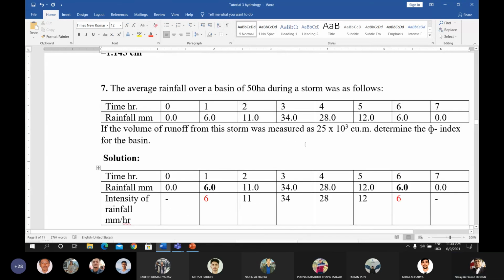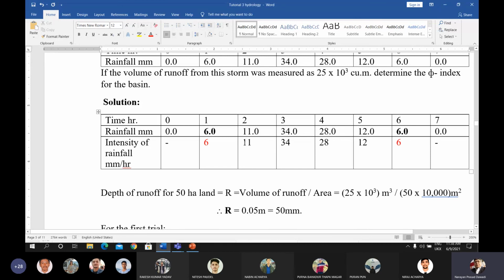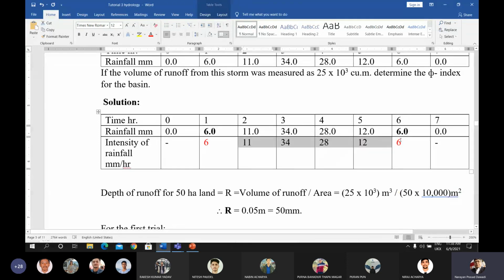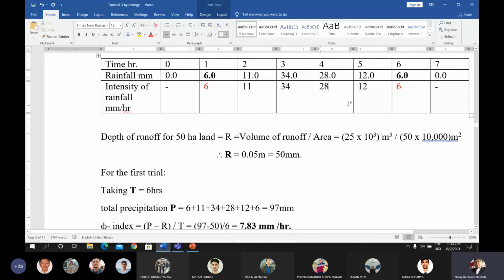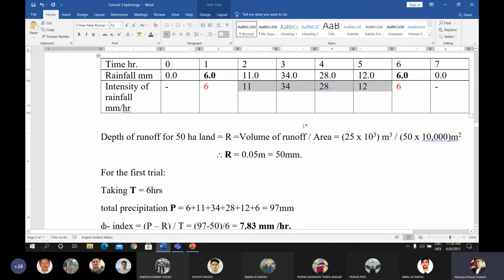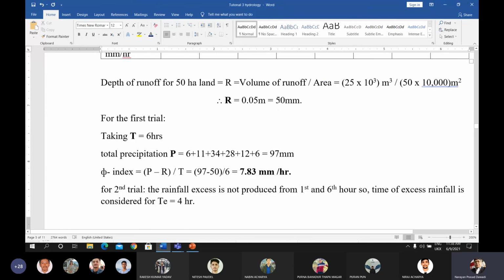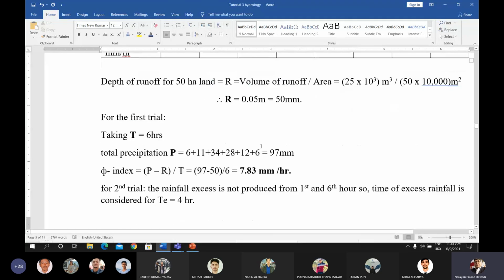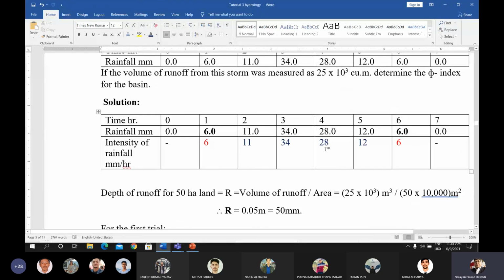Now look at the remaining intensities of rainfall for the second trial, not the red portion, which is already deleted. All these values are greater than 8.75 mm per hour, because 11 is greater than 8.75, 34 is greater than 8.75, 28 is greater than 8.75, and 12 is greater than 8.75.